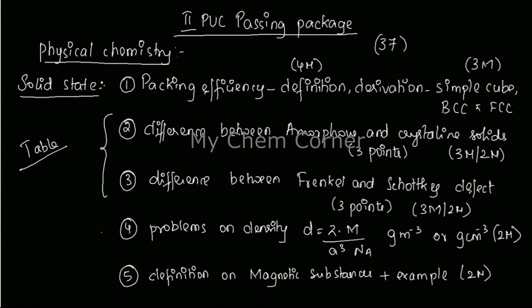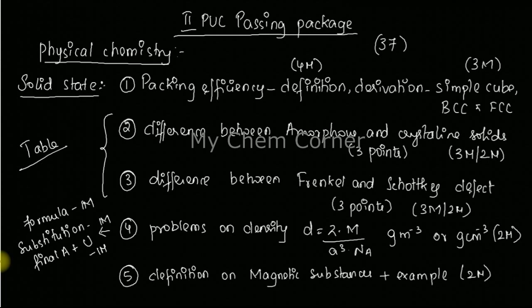One thing that I forgot to mention is whenever you write any numerical, you have to write a formula which will carry 1 mark. The substitution to the formula will carry 1 mark, and final answer with unit will carry 1 mark. This is the mark distribution for problems on density. Alright, so the last one, as I mentioned to you, is a definition on magnetic substances, where they will ask you the definition of one of the magnetic substances with one example under each.